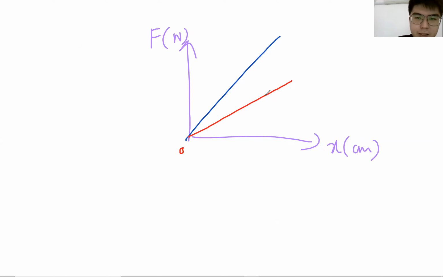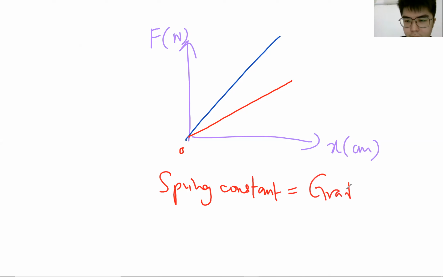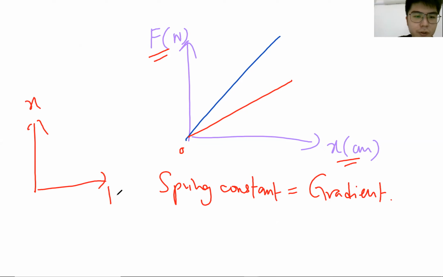So first you understand that spring constant is the gradient. So first you have to make sure your graph is correct. Your y-axis is force, your x-axis is x. Sometimes they reverse this one. Sometimes your y-axis is x and then your x-axis is force. Then you have to change. So spring constant is the gradient of the curve, right?